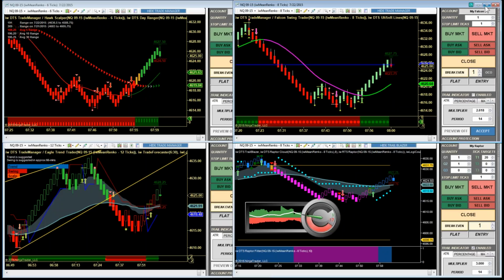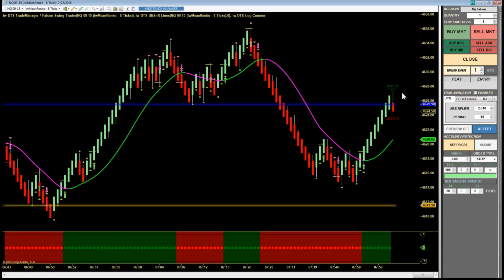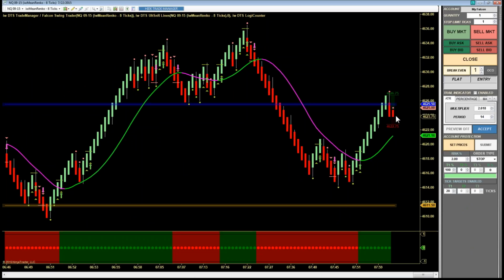Working on a possible trend change signal higher here now on our Falcon. So here's the trend line change, here's the up, here comes the down. Now we need to come back with another up and a buy signal.